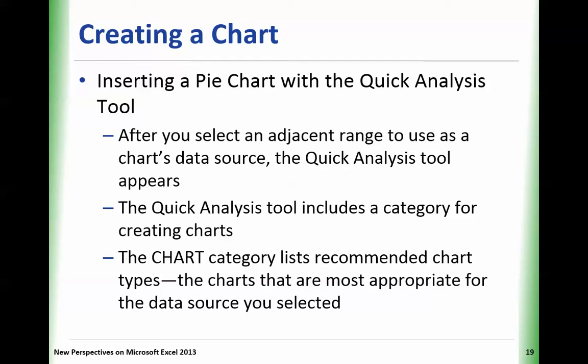Alright, so after you have selected an adjacent range to use as a chart's data source, click the Quick Analysis tool. It gives you 4 categories of charts. The chart category lists the recommended chart types. The charts are most appropriate for the data source you have selected.